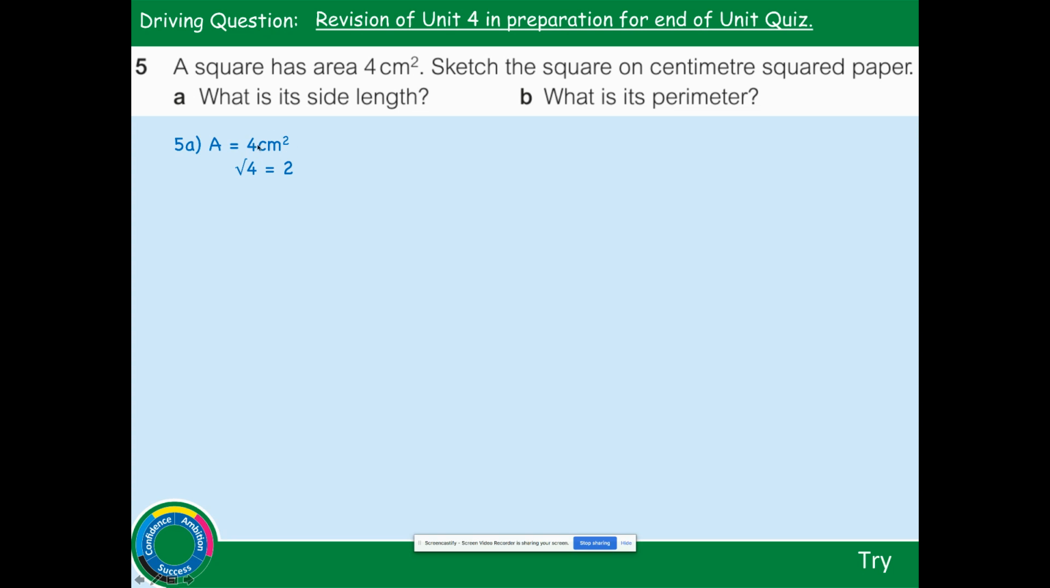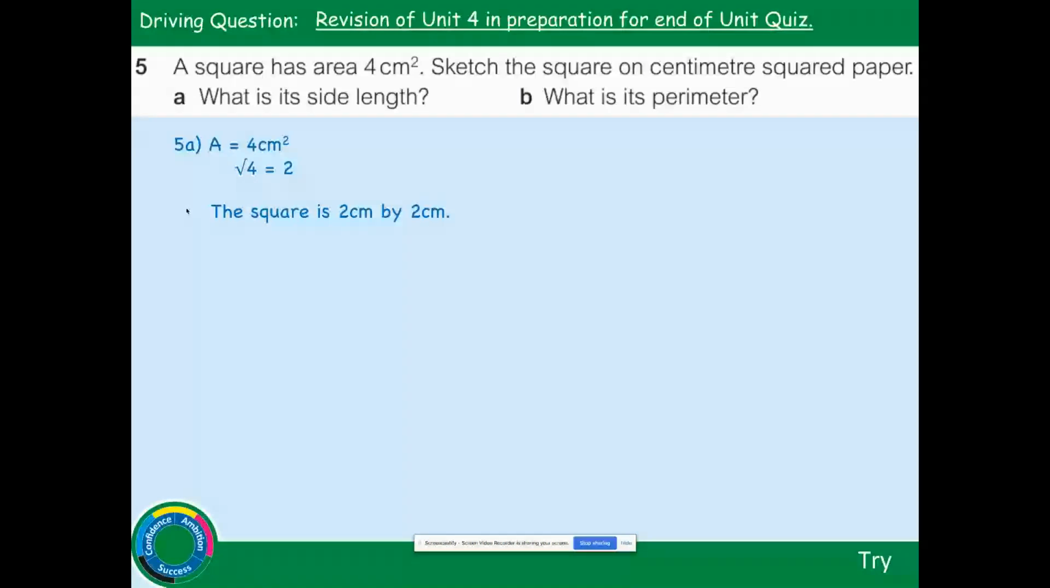So the reverse of squaring some numbers is to find the square root. So the square root of 4 is 2. When you're looking for a square root, it's what number times itself will give this answer. So you need to know your tables. I know that 2 times 2 will equal 4. Okay, so the square root of 4 is 2.